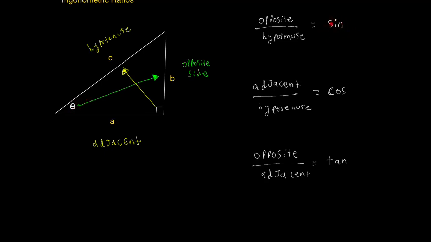So we're going to say that sine of our reference angle theta, so sine of theta, and here we know that in order to calculate sine, we need the opposite side and we need the hypotenuse. So the sine of theta is going to be b divided by c, because here b is the opposite side and c is the hypotenuse. So sine of theta in our example is going to be b over c.